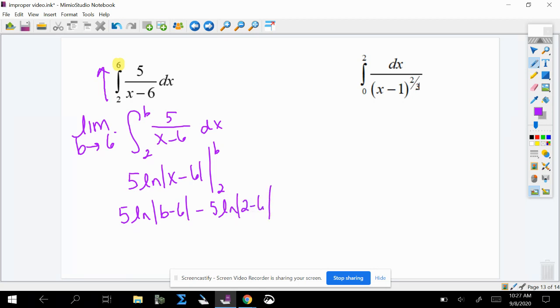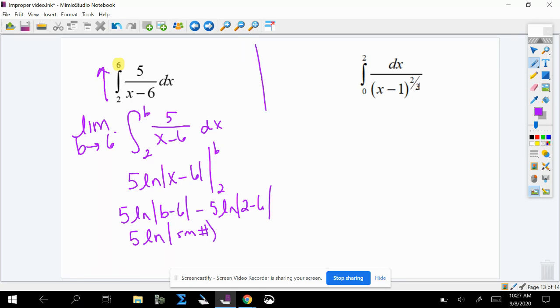So we need to see what happens when we put in a number that's a little bit smaller than 6 and subtract 6 from it. So if I take a number a little smaller than 6, like 5.99, and I subtract 6, I'm going to get a really small negative number. I'm going to get like negative 0.01. The absolute value bars will get rid of the negative. So what you're going to have is the natural log, and I'm just going to write it like this, of a really small number heading towards 0.